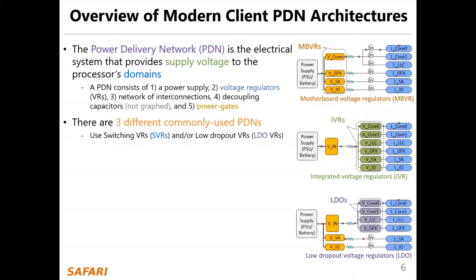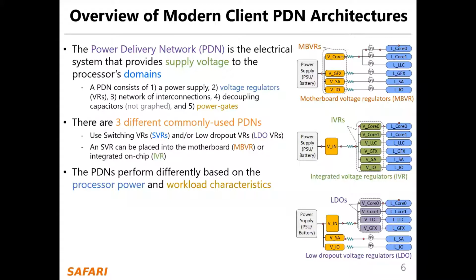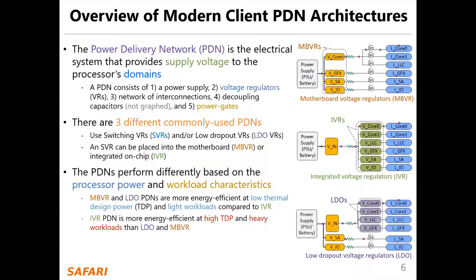PDNs normally use switching voltage regulators and/or low-drop output voltage regulators. An SVR can be placed on the motherboard, which is called MBVR, or integrated on chip, which is known as IVR. The PDNs perform differently based on processor power and workload characteristics. MBVR and LDO PDNs are more energy efficient at low thermal design power and light workloads compared to IVR. IVR PDN is more energy efficient at high TDP and heavy workloads than LDO and MBVR. MBVR is more energy efficient than LDO in graphics workloads.